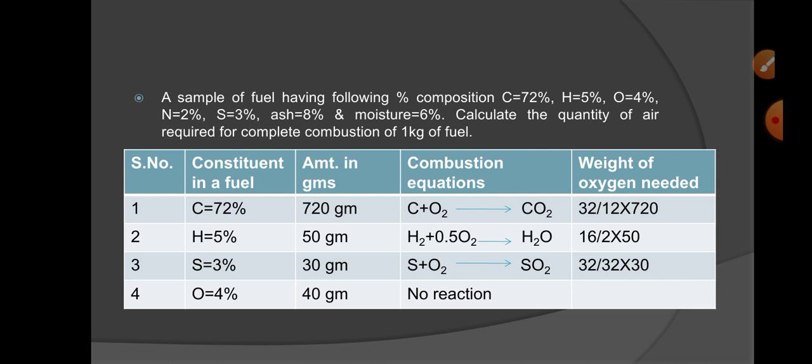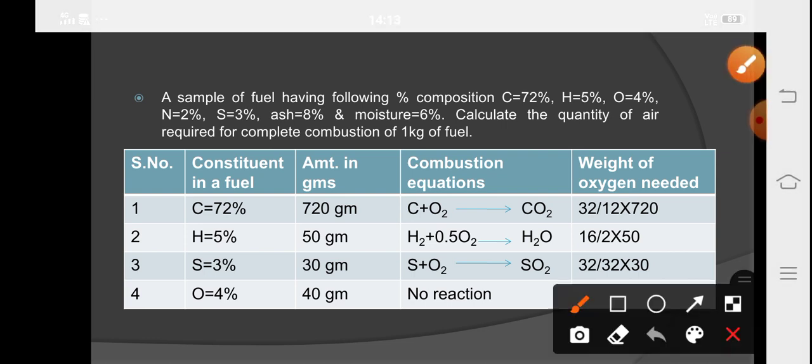Let us solve one more question. A sample of fuel has the following percent composition: carbon is 72%, hydrogen is 5%, oxygen is 4%, nitrogen 2, sulfur 3, ash and moisture are also given. So here also we will consider only carbon, hydrogen and sulfur. Nitrogen is inert, it will not show combustion, ash is not considered, moisture is not considered.